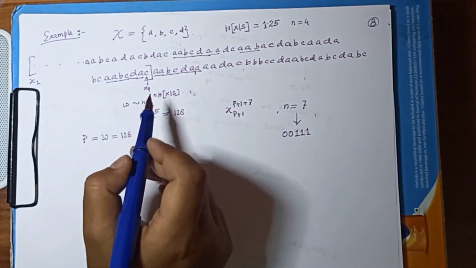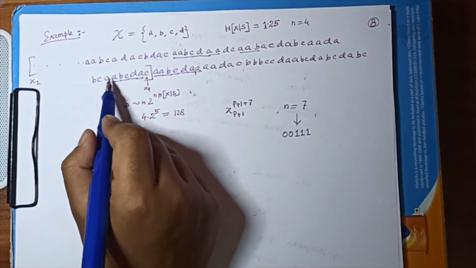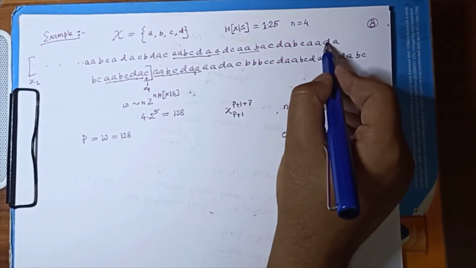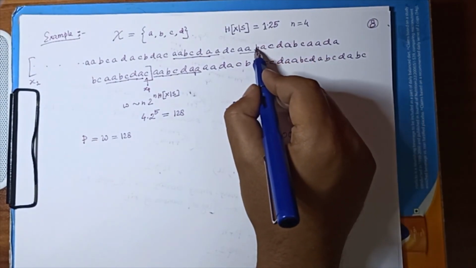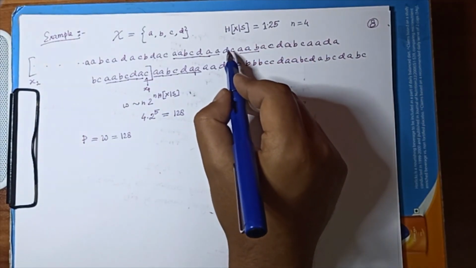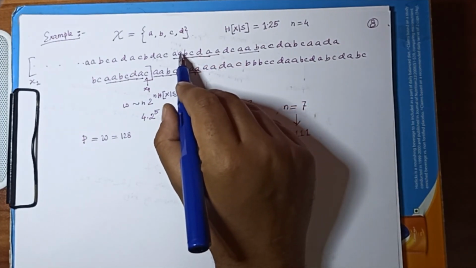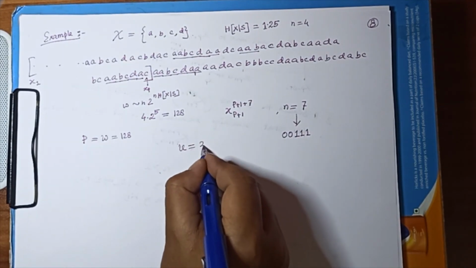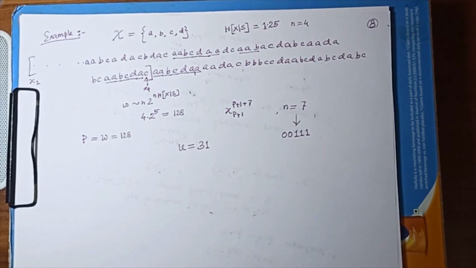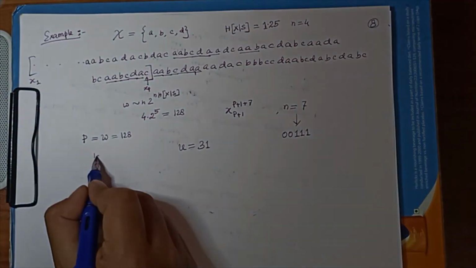How will you encode u? So what is u? Counting 1, 2, 3, and so on up to 31, u is 31. And how can you encode that? You are encoding using log W. So what is log W?